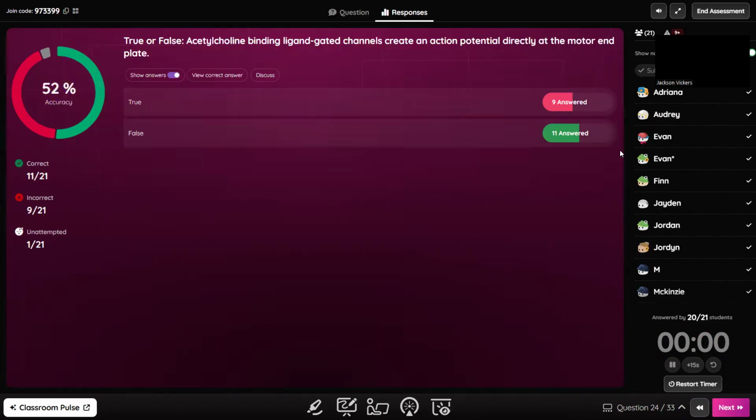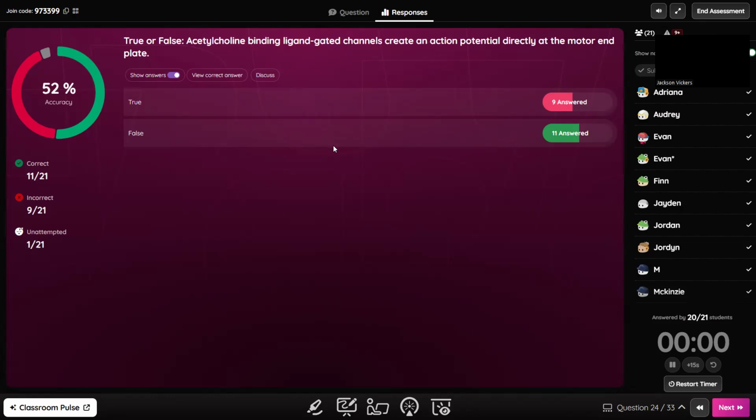Yeah, so this one's false. Again, there's a little component here that's false. Acetylcholine does bind ligand-gated channels. Does anyone know what type of channel is at the NMJ? Starts with an N. Nicotinic. Yeah, whoever said that. That's what opens. But those don't create the action potential right there. That creates a graded potential that then travels to a different part of the membrane. That's where the action potential does take off.